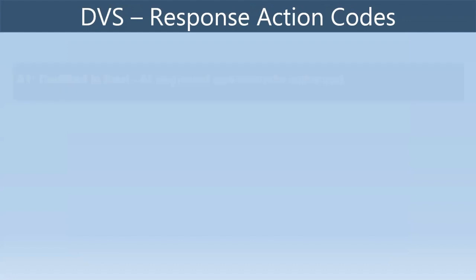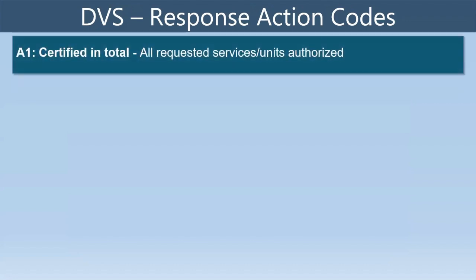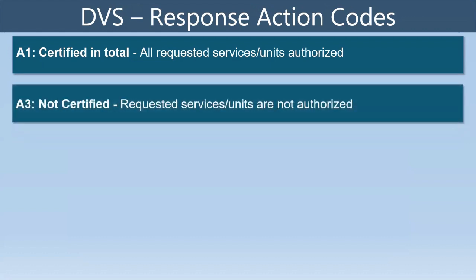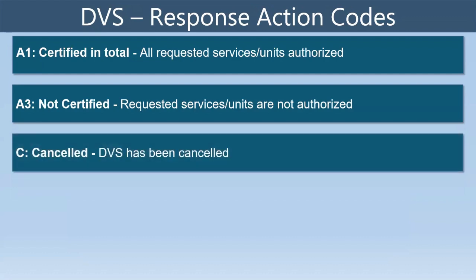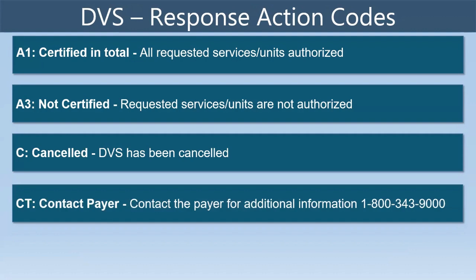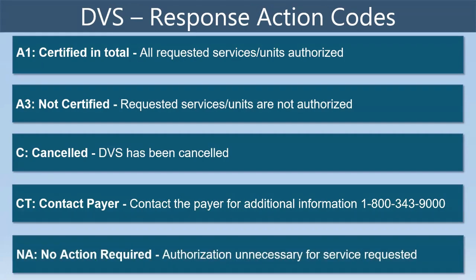Examples of DVS response action codes. A1, certified in total. All requested services units are authorized. A3, not certified. Requested services units are not authorized. When A3 is received, review the response descriptive text to identify the error. C, canceled. The DVS has been canceled. CT, contact payer at 800-343-9000 for additional information. NA, no action required. Authorization unnecessary for service requested.